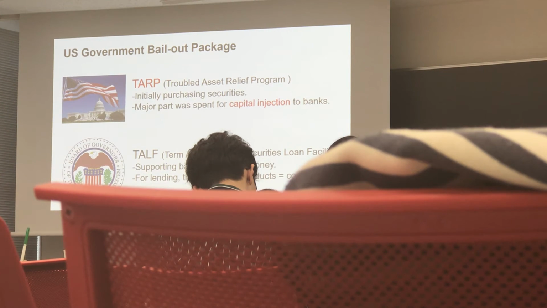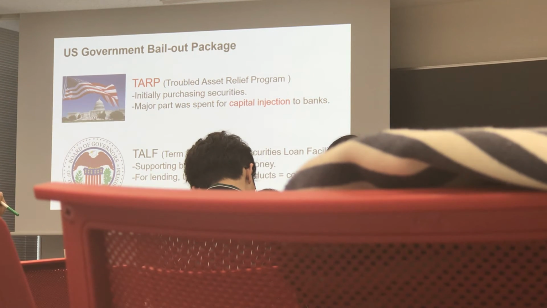But the tax money usage was also shared by the US at the time of the Lehman shock. The Lehman shock was September 2008. And right after the Lehman shock, in the next month, October 2008, they decided on TARP, Troubled Asset Relief Program. And a major part of this budget was used to help banks by injecting capital. So with TARP, the size of the public fund was much larger than the Japanese example. The size of the budget was $700 billion.